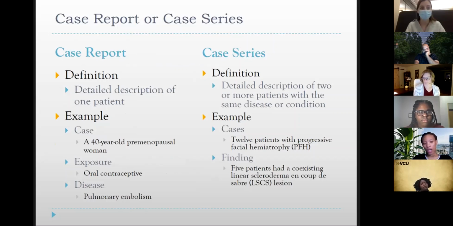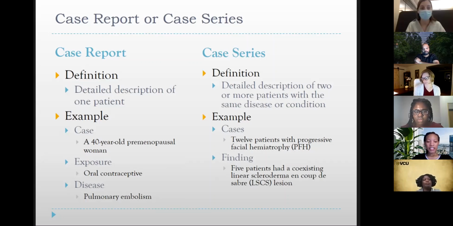An older example in the literature is a case of a 40-year-old premenopausal woman who was on oral contraceptives, and her medical provider noticed that she had a pulmonary embolism and wanted to see if that was in the literature, and didn't find it, so was able to create a case report. And that was in the early 1960s. And now, of course, we know that oral contraceptive use can increase the likelihood of pulmonary embolisms. But that was an important example of a case report back in the 1960s that helped to establish that association by simply describing a case of a patient that they had.